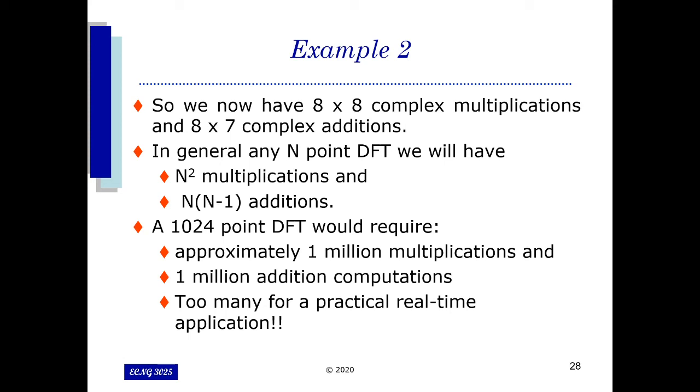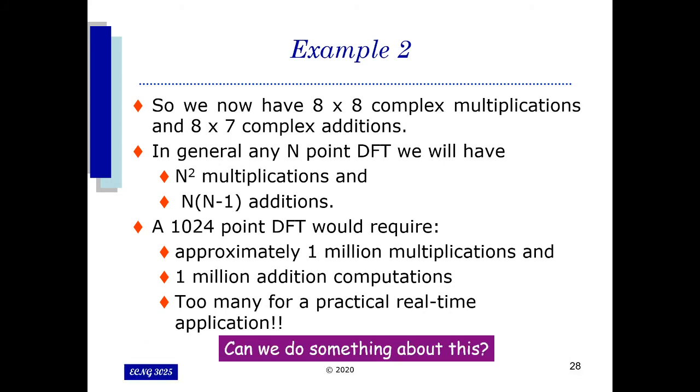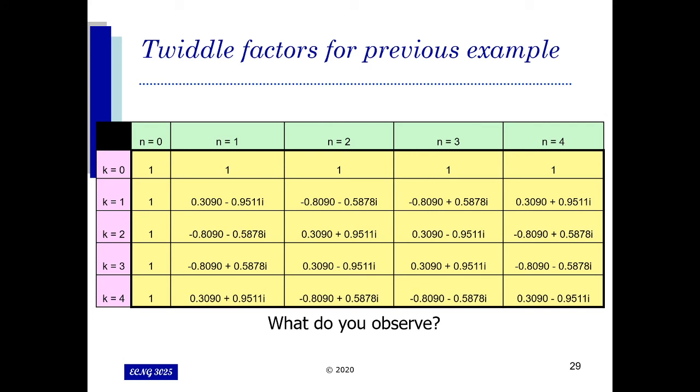And this is going to take really long. This isn't practical for a real-time application. So we need to do something about this in order to reduce the amount of calculations. So this goes back to that nice twiddle factor table where you actually need to sit down and watch this a little bit more in order to figure out, okay, maybe there's a pattern hidden inside here.